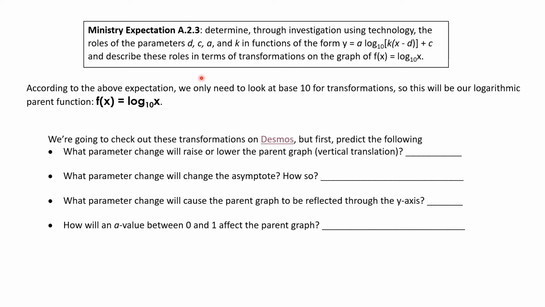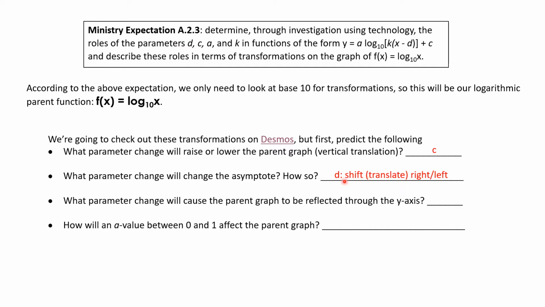Which of these parameters, a, k, d, and c, would raise or lower the parent graph, would be a vertical translation? Which one would bring it up or down between these four? Yes, it is c. That's one of the easier ones, the one that lifts it up and down, because we've learned that for a few years now, so that one's not too hard. What parameter will change the asymptote? There's only one. It's the d value, and it will shift it left and right.